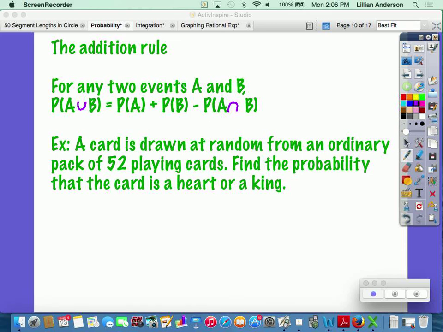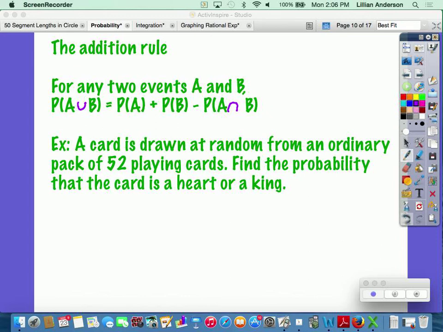Alright, so for any two events, A and B, you have this. So here's a way that you can figure out the probability of the union happening, or even the intersection. It just depends on what you're actually given, without trying to figure out a Venn diagram or anything like that. Okay. So here's an example.